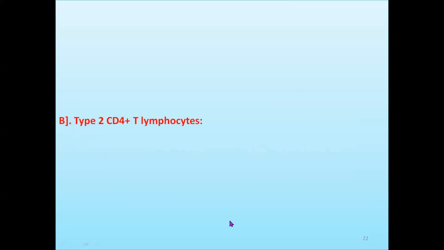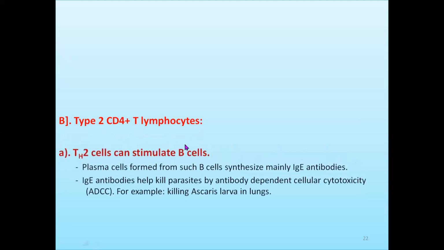The other effector cells of CD4 positive T lymphocytes are type 2 CD4 positive T lymphocytes. In short, they are known as Th2 cells or Th2 lymphocytes. These cells can stimulate B lymphocytes, and plasma cells formed from such B lymphocytes synthesize IgE antibodies. And IgE antibodies help kill parasites by antibody-dependent cellular cytotoxicity, ADCC. One example is killing Ascaris larva in lungs.